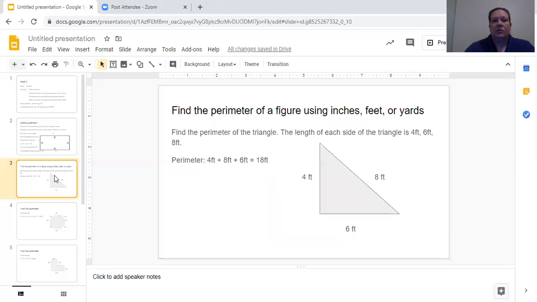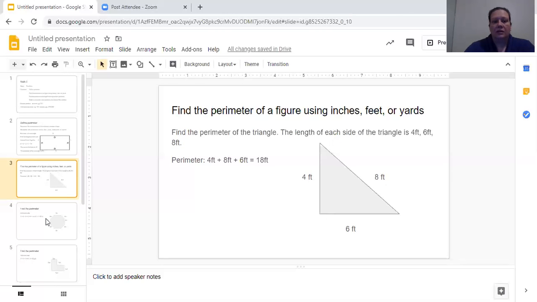Again, to continue on with the next objective, to find the perimeter of a figure using inches, feet, or yards. In order to find the perimeter of the triangle, the length of each side of the triangle is 4 feet, 6 feet, and 8 feet. And we need to add them together. And when we add them together, we are going to get 18 feet. So the perimeter of this triangle is going to be 18 feet.